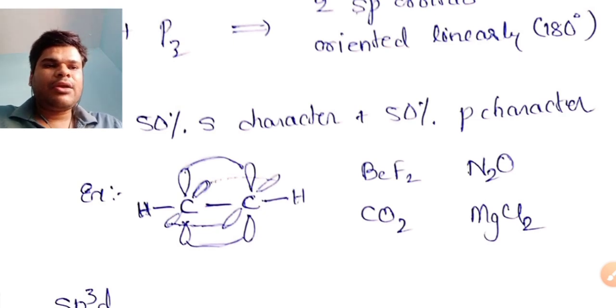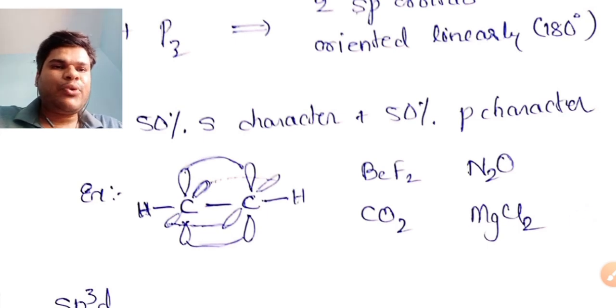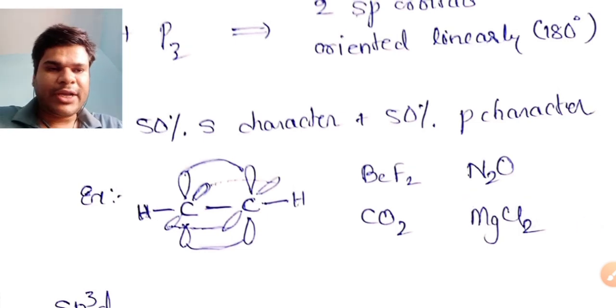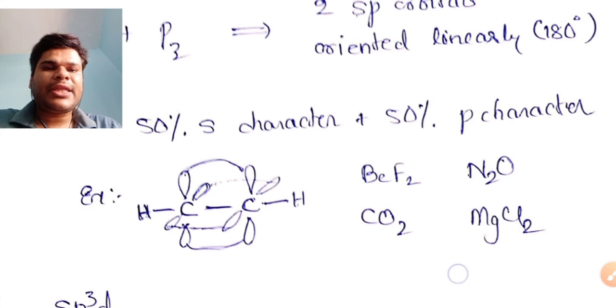Next thing, one more important thing that you can notice here: MgCl2 is an ionic compound, but we know Mg2+ is a smaller cation, so it has covalent character. So because sufficient covalent character comes in here, you can say the hybridization is sp.